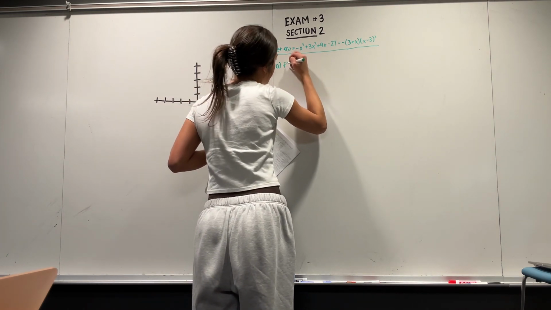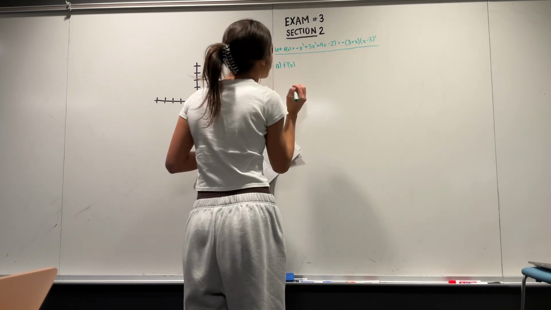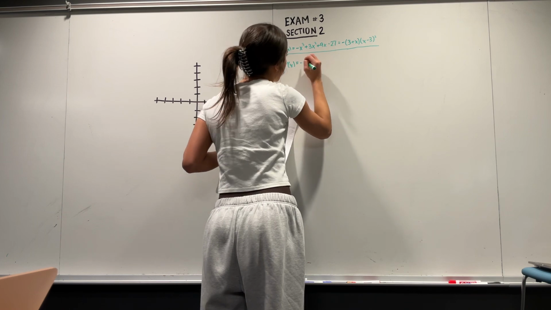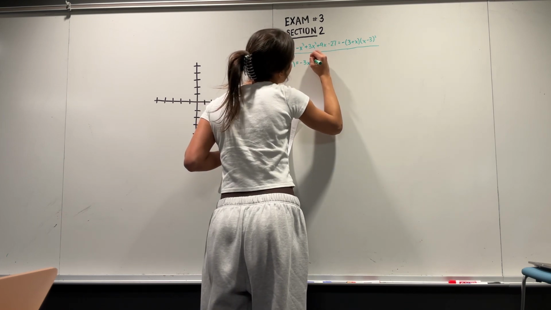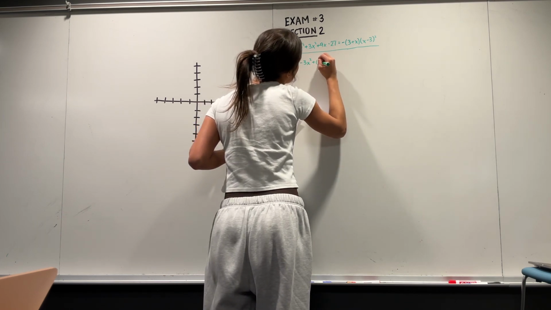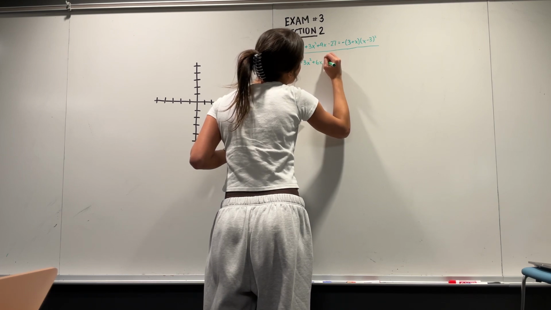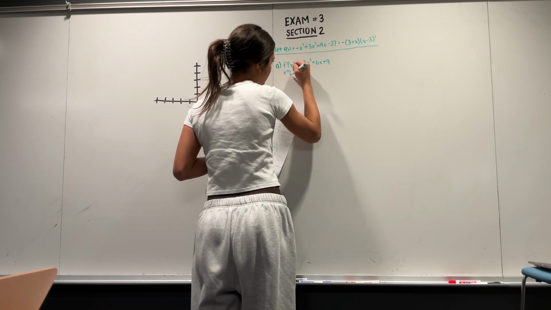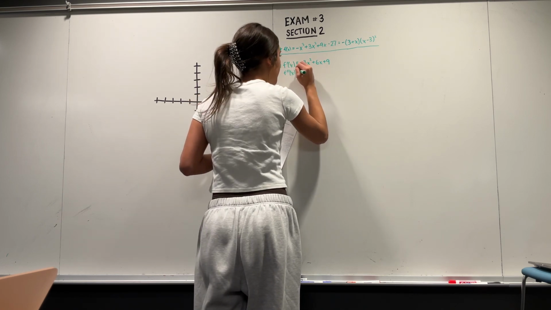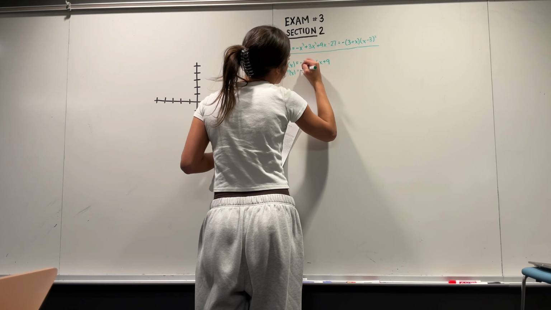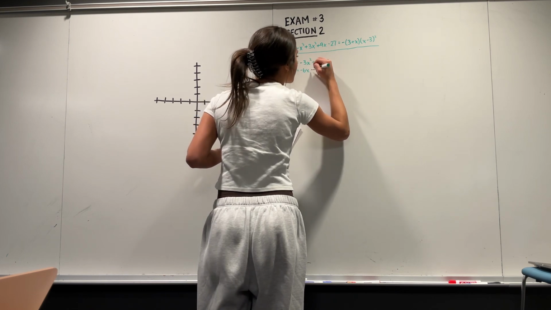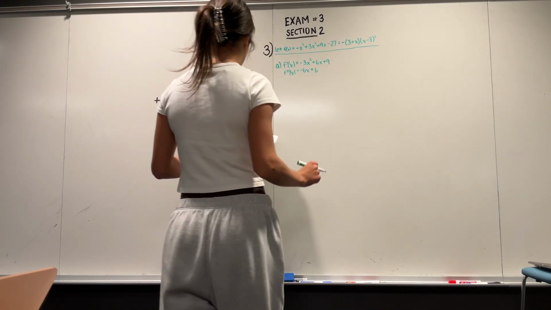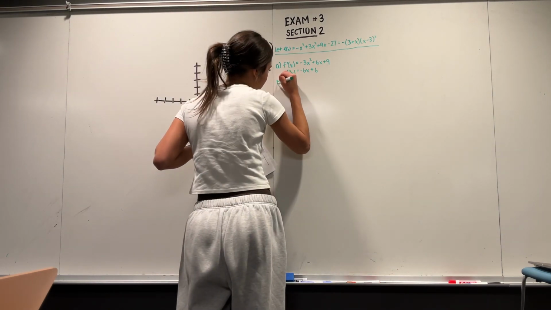So f prime of x is going to be negative 3x squared plus 6x plus 9, and then f double prime of x is going to be negative 6x plus 6. That's A, and then B is find the critical points.